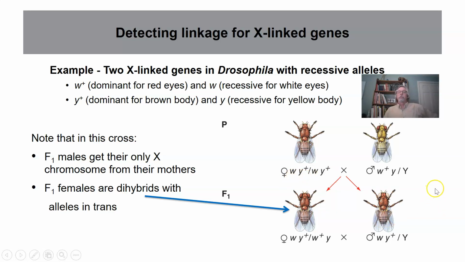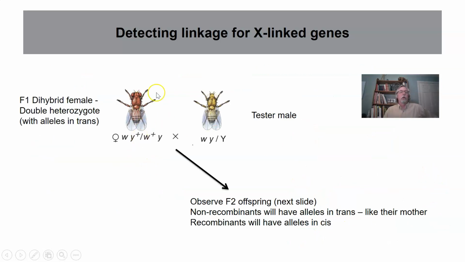All right, let's go to the next slide, which shows the dihybrid test cross using this female and a tester male. All right, here's the female, doubly heterozygous with alleles in trans, crossed to a tester male. The tester male has only recessive alleles on his X chromosome. All right, from this cross, what are the offspring going to be? That's the F2, shown on the next slide.